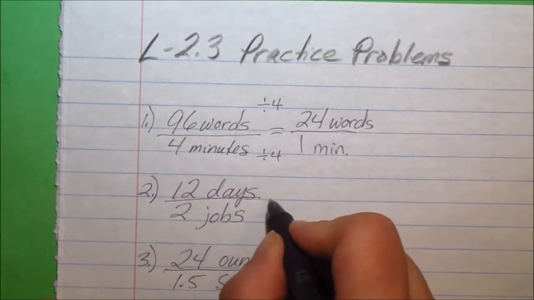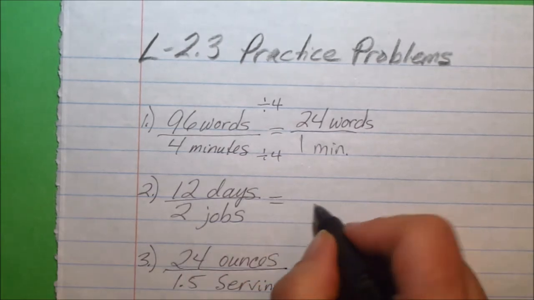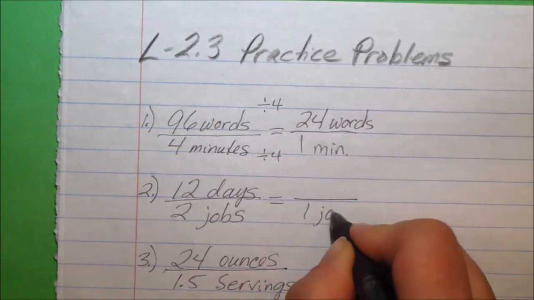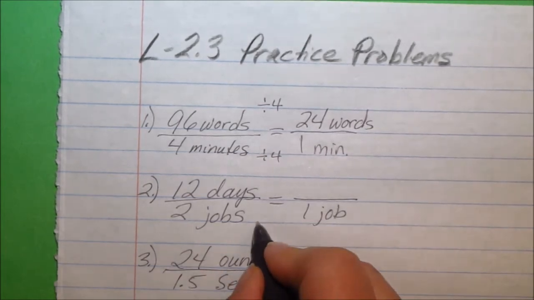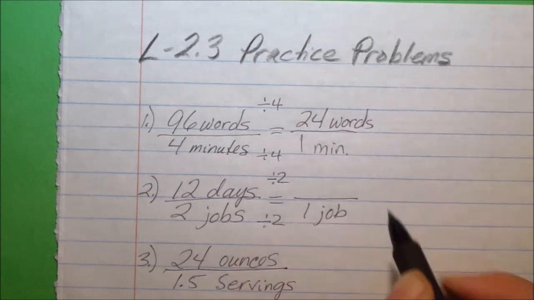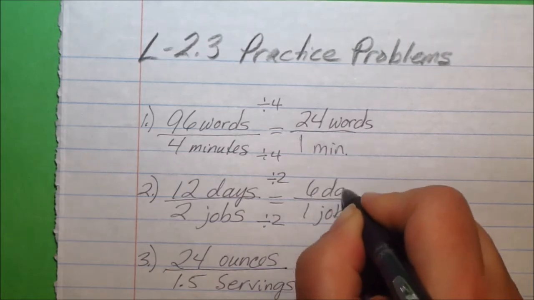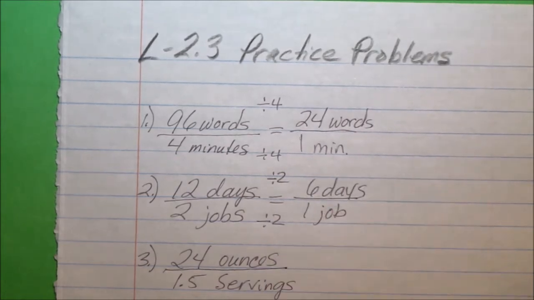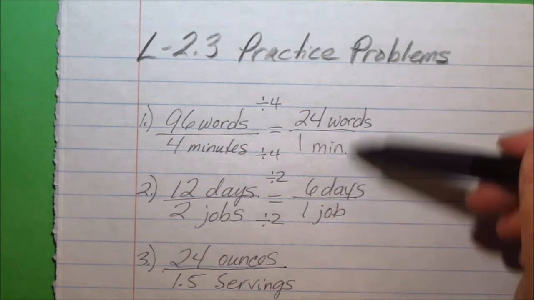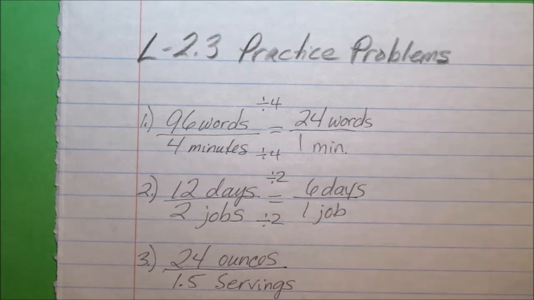All right, now, next one. I have 12 days for 2 jobs. I want to know how many days it'll take for just 1 job. I have to divide by 2 to get to 1. What I do to the bottom, I have to do to the top. 12 divided by 2 is 6. So it's 6 days per 1 job. Always write down the unit labels here. Don't shortcut on that.